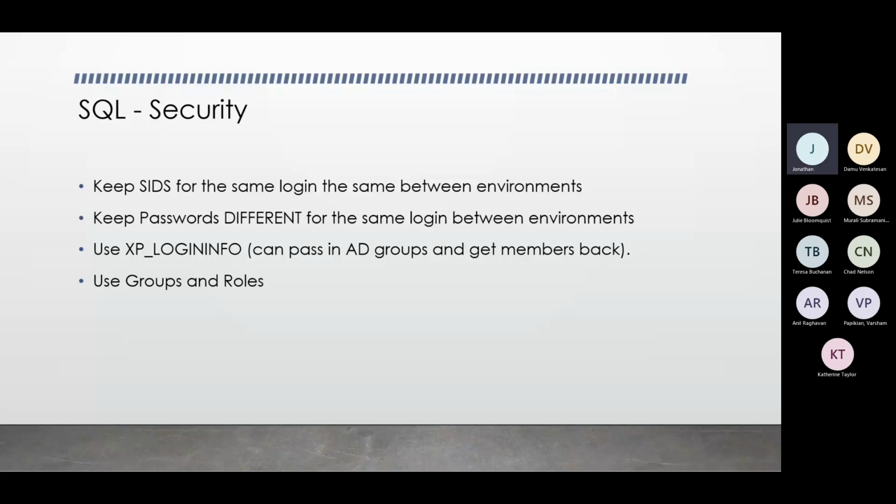I use XP login info. You can pass in Active Directory groups and get back a list of group members from that, which is great for DBA trying. You don't have to go to the security team to ask them who the members of this group are. You can just ask XP login info, and it'll tell you. It doesn't even need to be a member that has access to your SQL Server. That directly queries Active Directory, and then comes back to you.